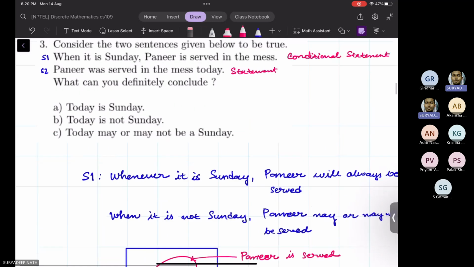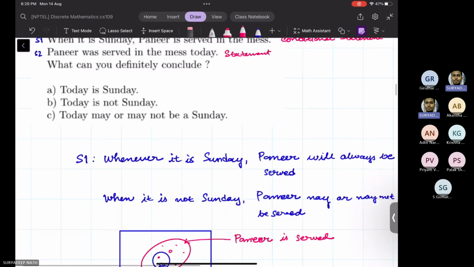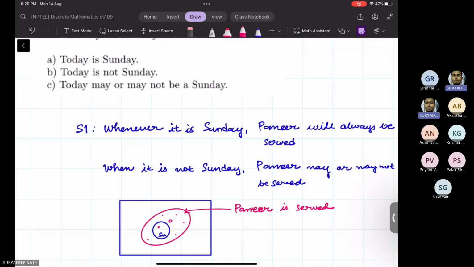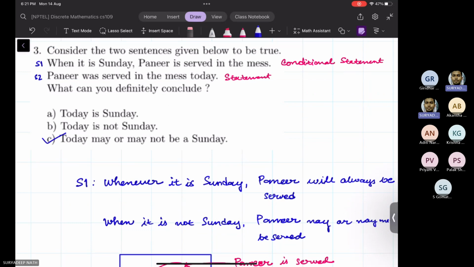Now if you look at statement 2, paneer was served in the mess today, it means you are somewhere in this red set. So your point can lie within this Sunday, or it can lie outside this Sunday as well. So we cannot definitely conclude whether it is Sunday or not. So the right answer for this question is option C. Today may or may not be a Sunday. I hope that is clear to everyone, or if anyone has a different explanation, they can also go ahead and say.